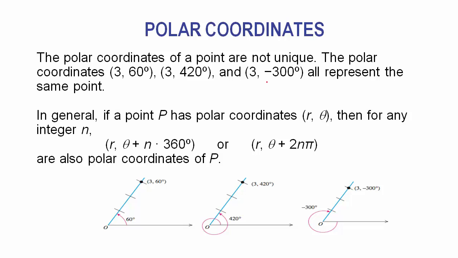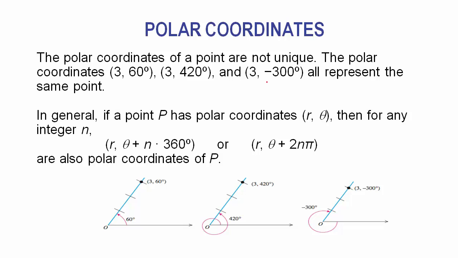Just like we can spin around a circle when we're talking about trig. We can go pi over 2, but then we can go 2 pi plus pi over 2, and we get to basically that same orientation. The same problem happens with polar coordinates in that you don't have just a unique solution for a point.